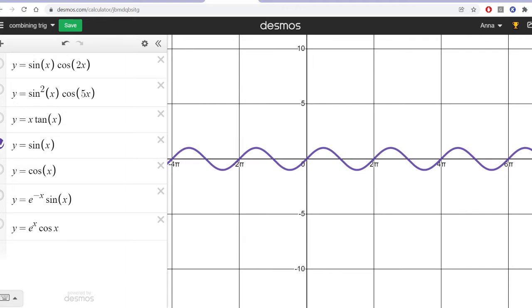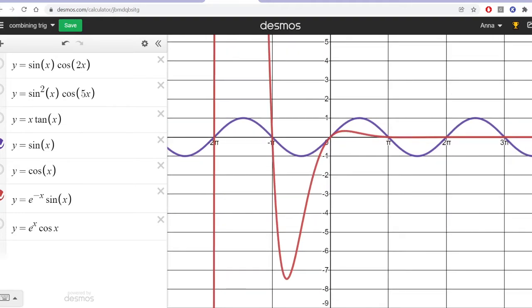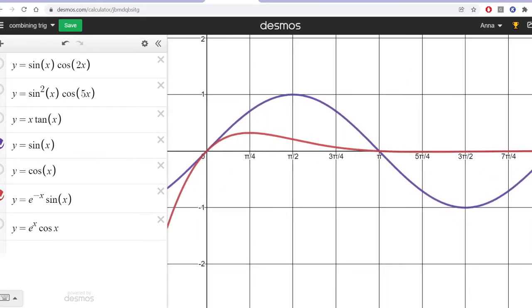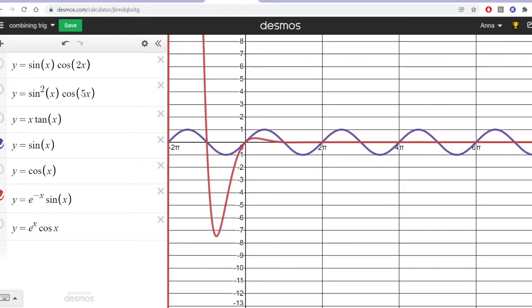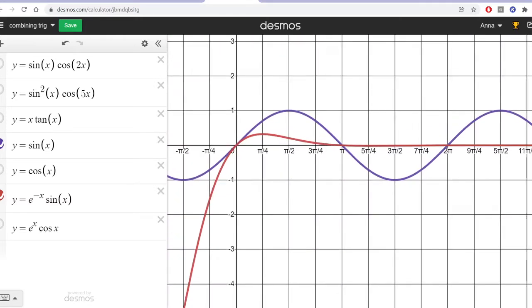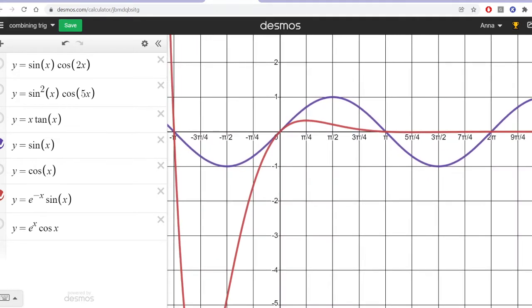so e to the negative x times sine of x, what that's going to do, and I'll zoom in a little bit, is it's going to still have the same waves as sine of x does, but notice how the waves really flatten out as you get further along on the x-axis. So this is something we'll see just briefly at the end of this video. This is called dampened harmonic motion.